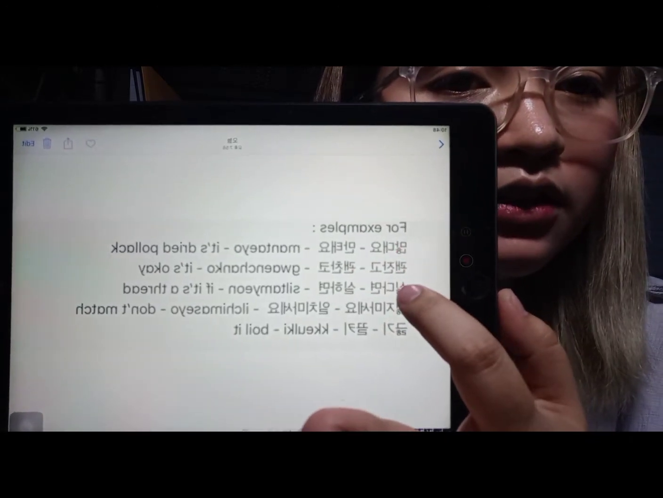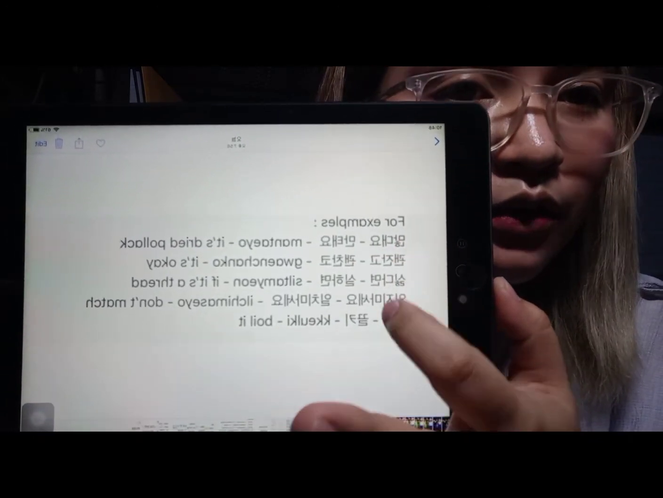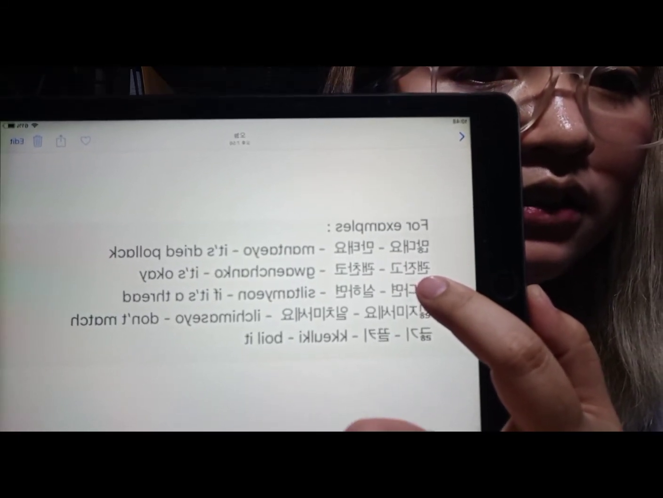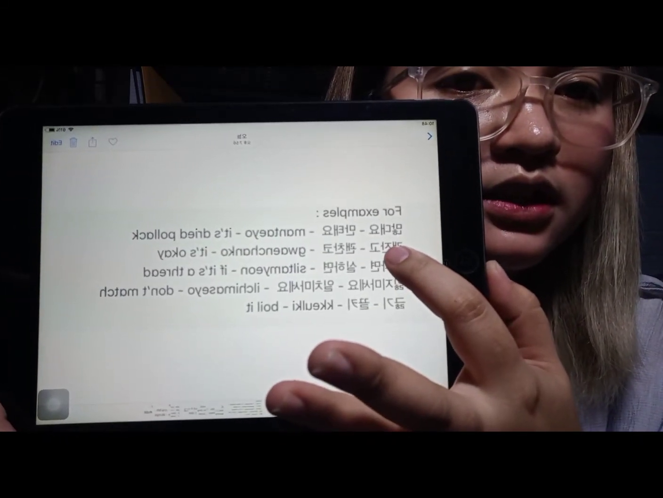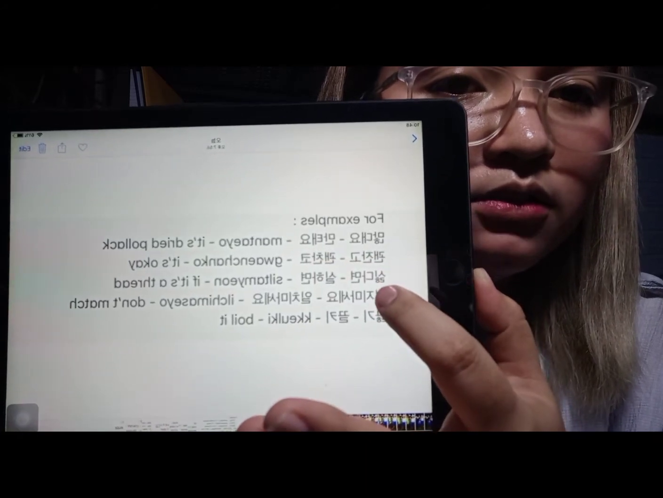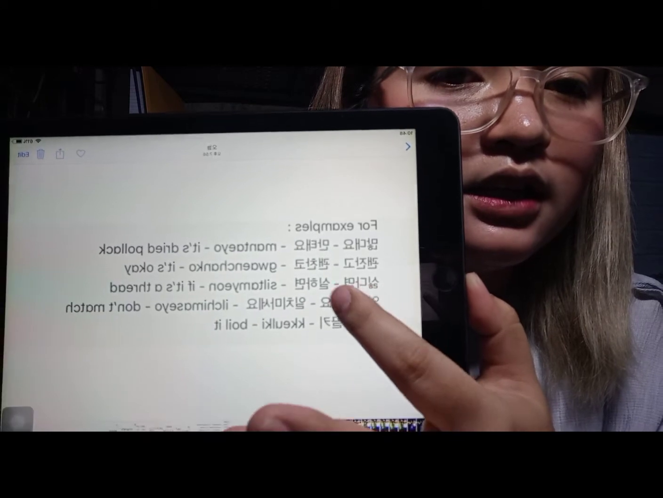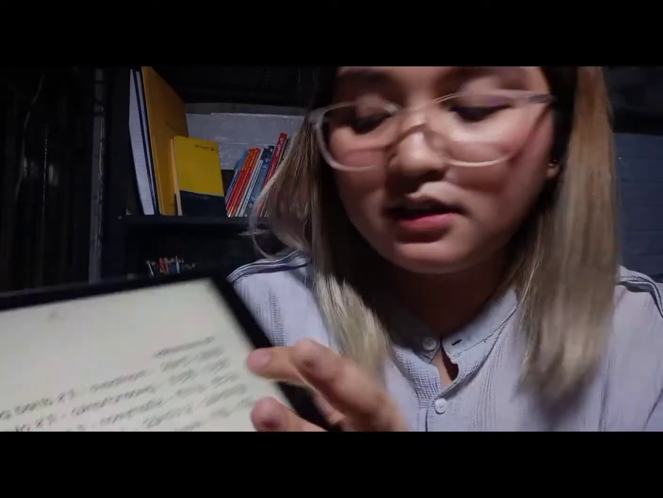So, ganun din dito sa the rest na examples. Yung nian hiyat may kasunod na chiyat, kaya naging chiyat. Yung lil hiyat may kasunod na digat, kaya naging tiket dito sa kabila. Tiyat pala, sorry. So, yan yung mga examples.